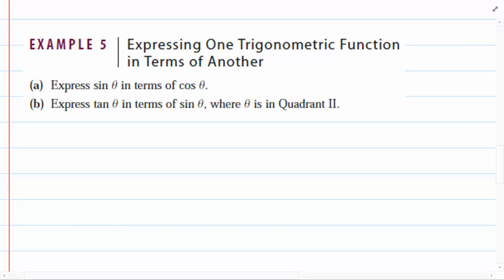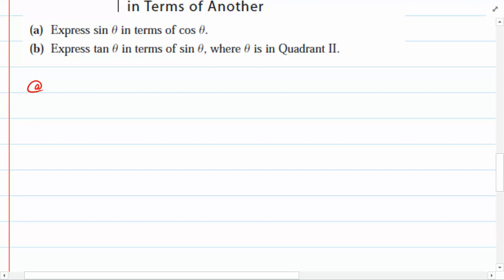Let's take a look at example 5, how we can express one trig function in terms of another. Let's say I have some information about theta in terms of sine, and I need to transform that information into theta in terms of cosine. So we're going to solve part A, and this might actually take 2 parts to do.